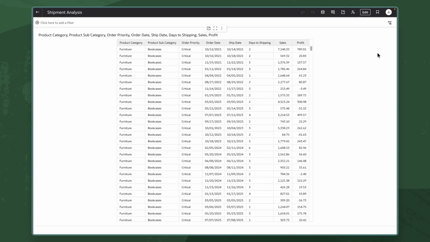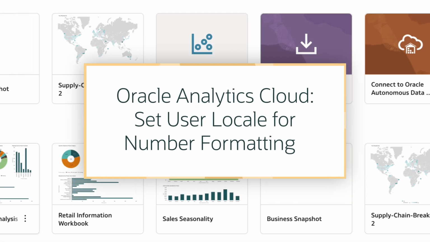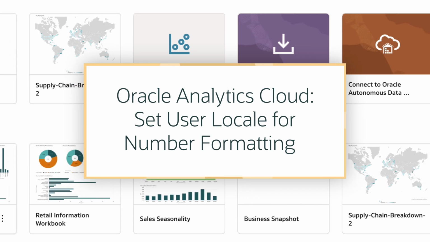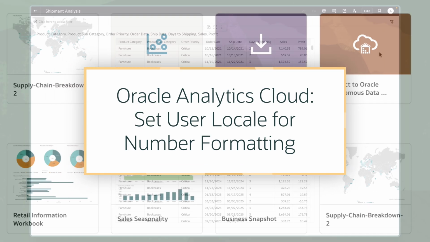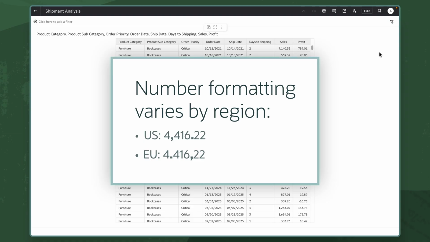In this tutorial, we'll learn how to set user locale in Oracle Analytics Cloud to control how numbers are formatted, including thousands and decimal separators. Number formatting varies by region. Some regions use commas for thousands and periods for decimals, while others reverse this. If formatting doesn't match my audience's expectations, values can be misinterpreted.